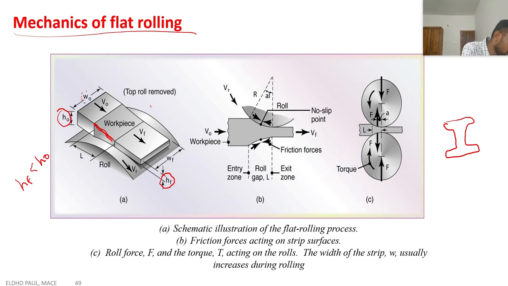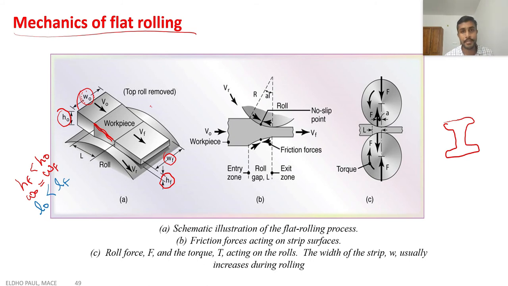The initial workpiece width is W0, and the final workpiece width is WF. And W0 and WF are equal, because the friction between the roller and the workpiece will not allow any lateral expansion in the width direction. So the width will not change, W0 equals WF. The initial workpiece has a length of L0, and the final product has a length of LF, so that LF is greater than L0.